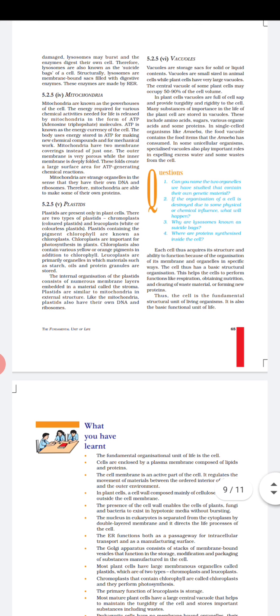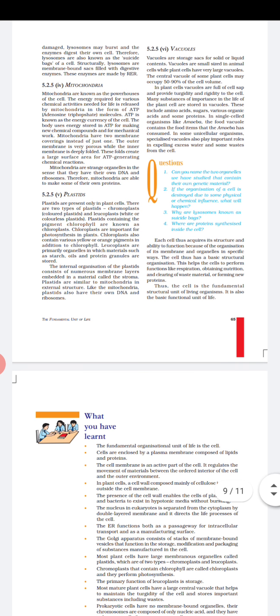Each cell thus requires its structures and ability to function because of the organization of its membrane and organelles in specific ways. The cell thus has a basic structural organization. This helps the cells to perform functions like respiration, obtaining nutrition, and clearing of waste material or forming new proteins. Thus, the cell is the fundamental structural unit of living organisms. It is also the basic functional unit of life.